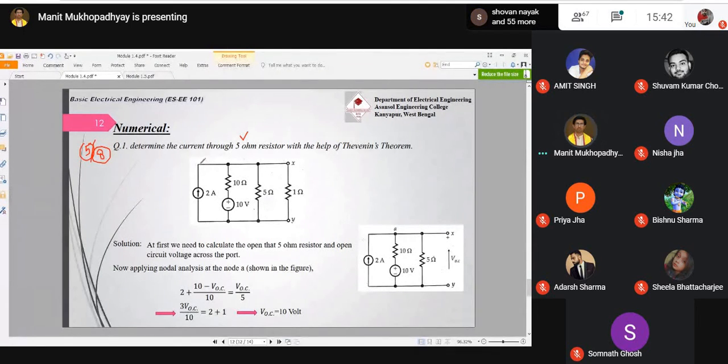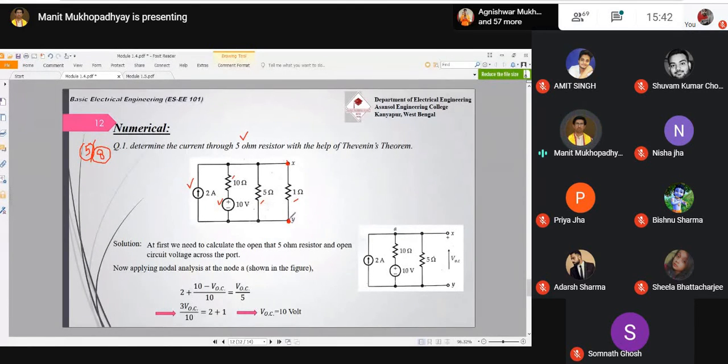In this circuit, 2 ampere is present. What is this 2 ampere? This is one independent DC current source. This one is an independent DC voltage source, and 10 ohm is connected in series, 5 ohm in parallel with the total circuit, 1 ohm in parallel. What is our load portion, load section? This is our load section.